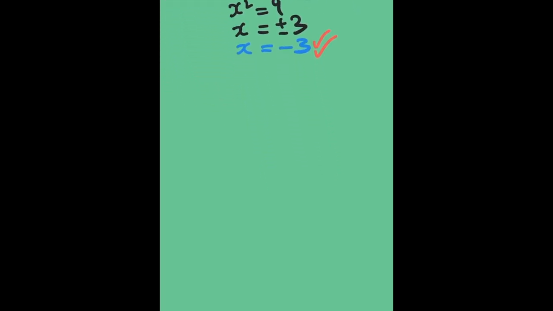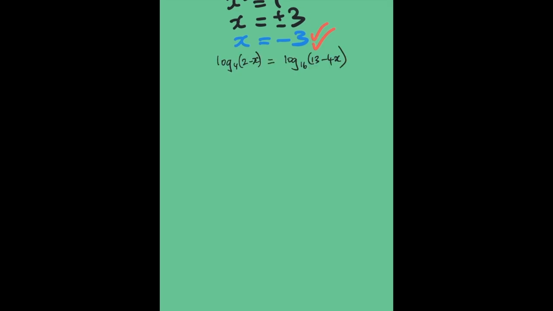So let's just move this up there and look at the original equation again. Now let's substitute in -3. So 2 minus -3, that's going to be equal to 5. And 13 minus 4 times -3, that's going to be equal to 25. So now I've ended up with log base 4 of 5 is equal to log base 16 of 25.